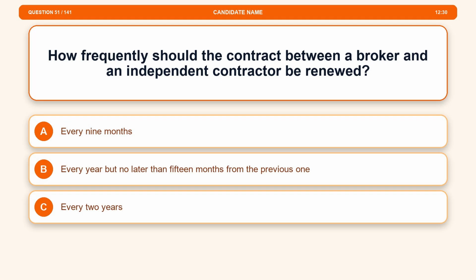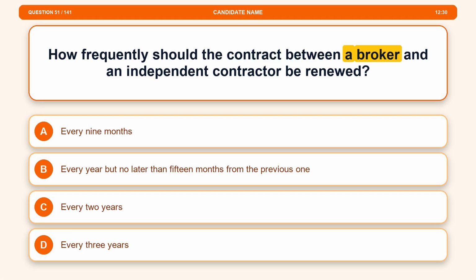Question 51. How frequently should the contract between a broker and an independent contractor be renewed? Option A, every 9 months. Option B, every year, but no later than 15 months from the previous one. Option C, every 2 years. Option D, every 3 years.